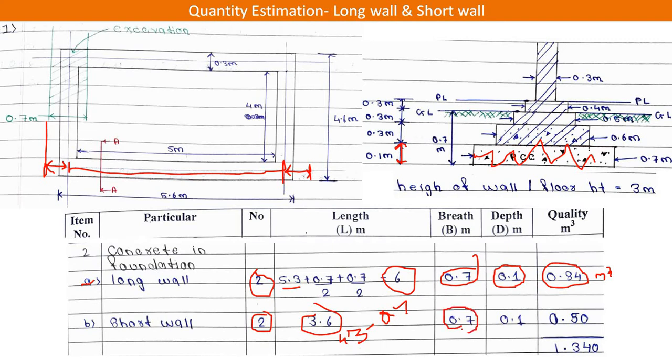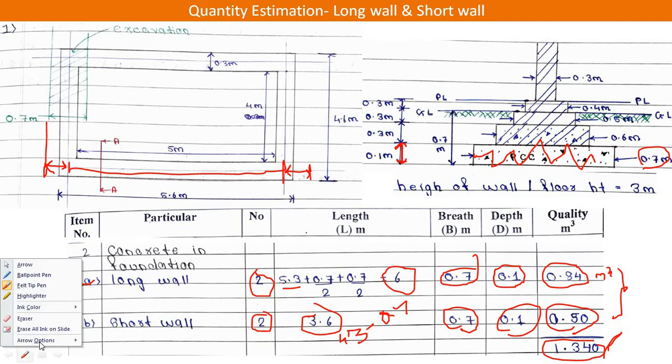So the width will be the same as usual, 0.7, and the depth will be 0.1 as usual. The depth of the PCC is 0.1, and we will get the quantity for the short wall as 0.5 meter cube. So by totaling these two, the quantity for concreting in foundation will be 1.340 meter cube.